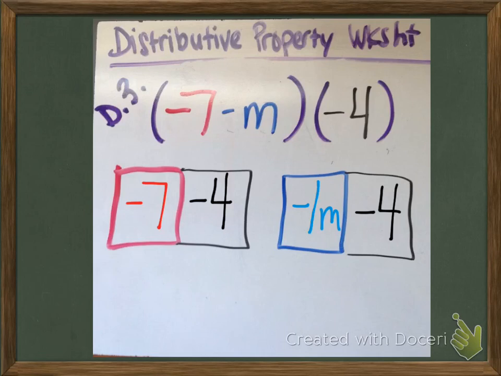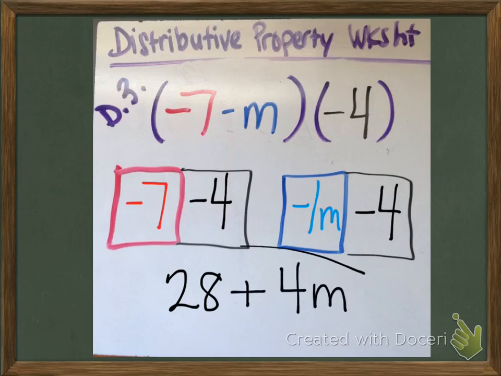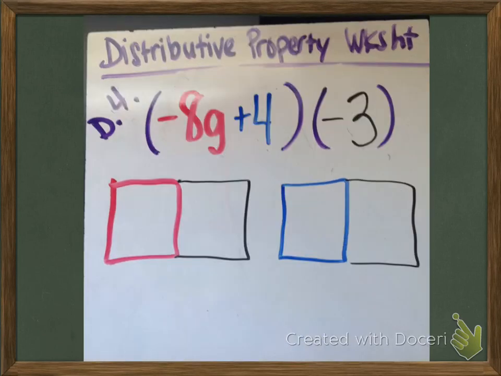Now solve it. A negative 7 times a negative 4 is a positive 28. A negative 1m times a negative 4 is a positive 4m. Your answer is 28 plus 4m.